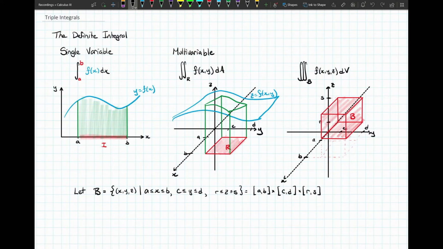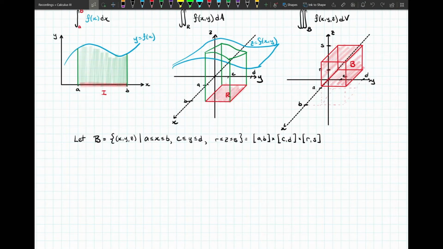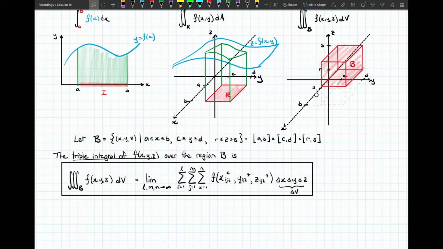For a triple integral over a box B, let's define B first here. That's the set of points x, y, z, where x, y, and z are all defined to be within these closed intervals. We can also decide to write that in this square bracket notation with Cartesian products. The triple integral, as you can probably imagine, will be defined very similarly to how we defined the double integral as a Riemann sum. To come up with this triple integral definition, we will just simply divide our intervals a to b, c to d, and r to s into subintervals. We can see L subintervals, M subintervals, and N subintervals for x, y, and z correspondingly.